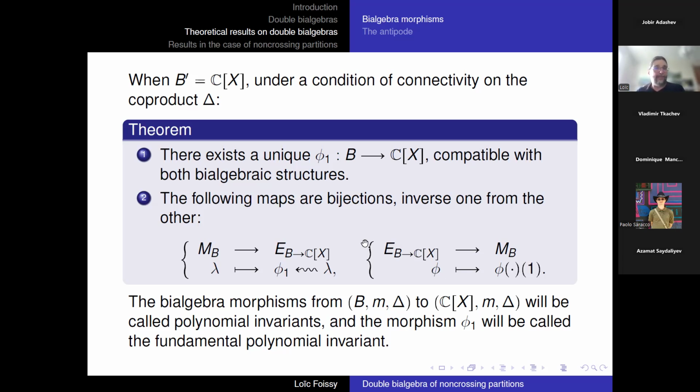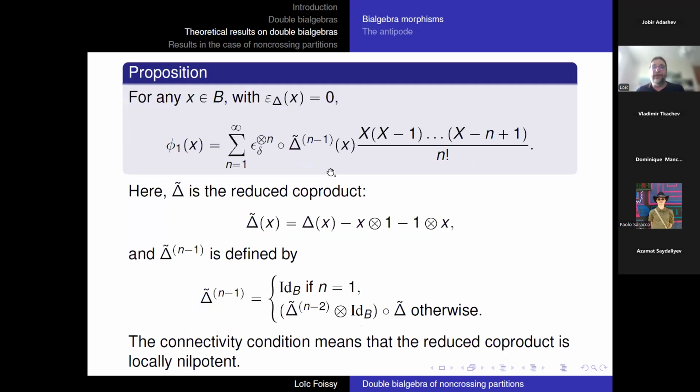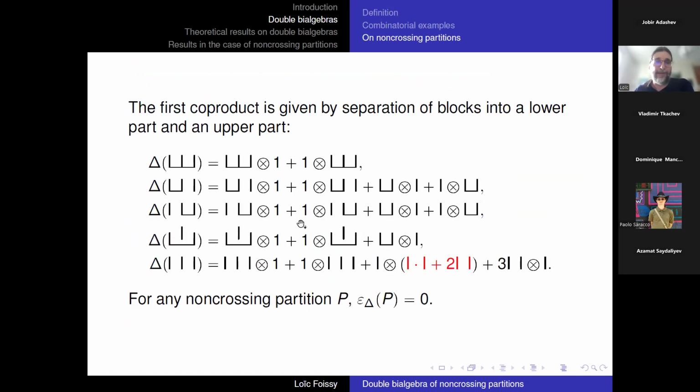So the question is how to describe this fundamental polynomial invariant. Well, you have a formula, something like this. You take an element of B, you can cut it into one part, just taking X, two parts, three parts by just iterating the coproducts. This is the reduced coproduct, so this means that you forget the primitive part. So maybe, for example, for this, you observe that there is always a primitive part, the non-crossing partition tensor 1 plus 1 tensor non-crossing partition, all these terms, and maybe something else. Well, this is not really interesting. Just keep this and then iterate.